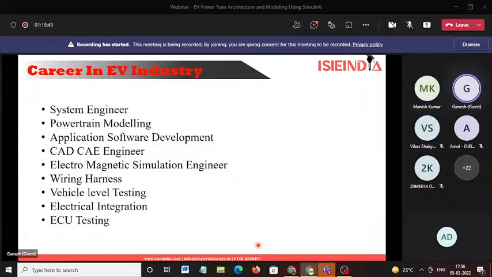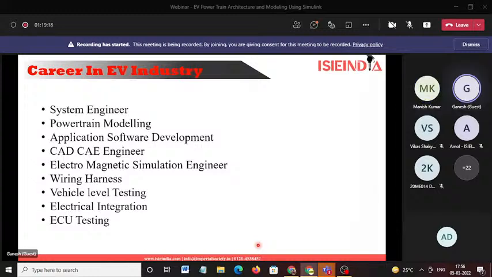Coming to wiring harness, in an electric vehicle, 30%, 40% of the vehicle is covered with wiring systems. So wiring harness is nothing but routing your controls. So that plays a very important role. And vehicle level testing comes under testing, and electrical integration, which we have discussed, and ECU testing. Control unit and control system modules.